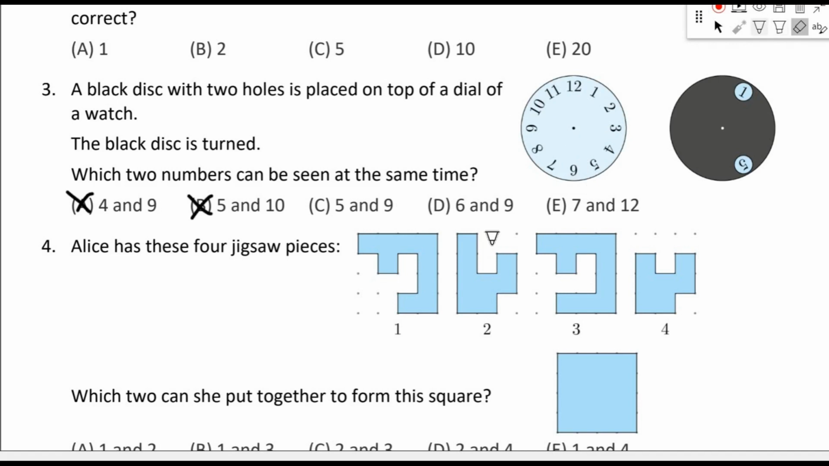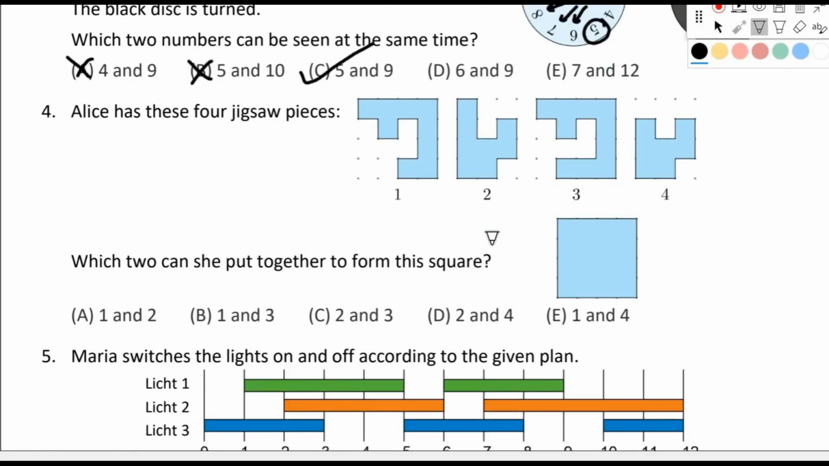Coming to the third option, 5 and 9. Let's see, 5 and 9. Now you see between them exactly there are 3 numbers. So between 1 and 5 there were 3 numbers, 2, 3, 4. So the gap between the holes is only 3 numbers gap. Here there are 3 numbers gap between 5 and 9. So the answer is option C. Moving ahead, fourth question.